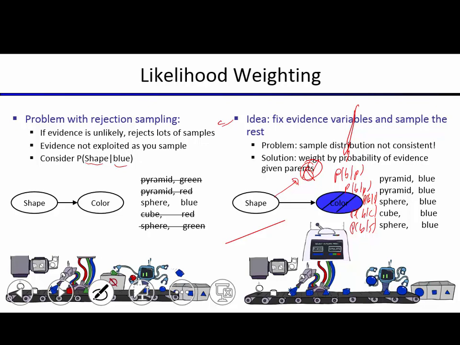Then what would happen is, as a third step, you'd be encountering the quality variable. In rejection sampling, you just sample it based on the instantiation of the parent. But in likelihood weighting, you'd fix it because it's an evidence variable. Let's say it's high quality, you fix it to be high. Then you would add high in the back here as your instantiation. And then you'd multiply in the probability of high quality given its parent, which in this case is shape equals pyramid. And so you'd multiply all of these together to get a single weight still for each sample.